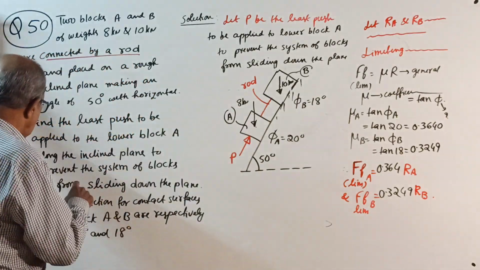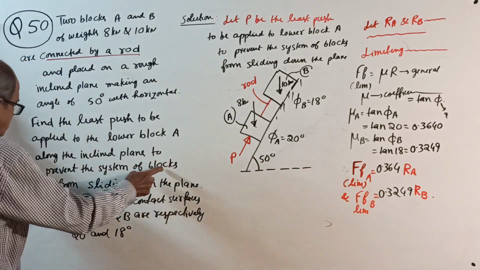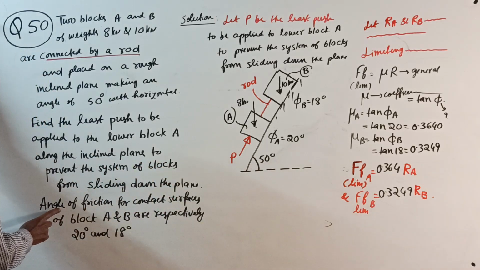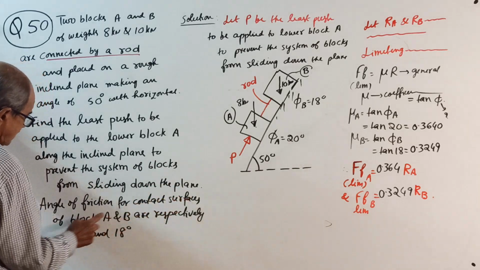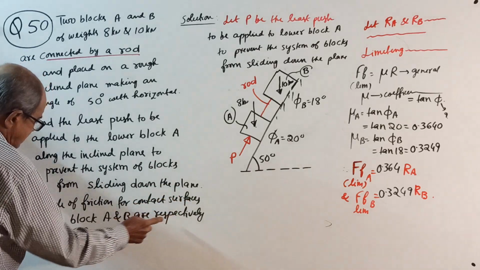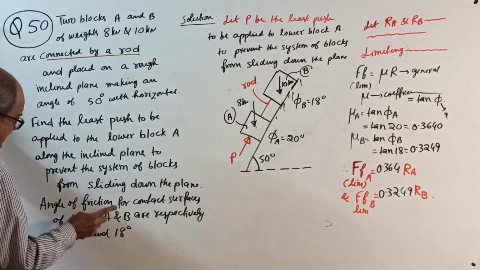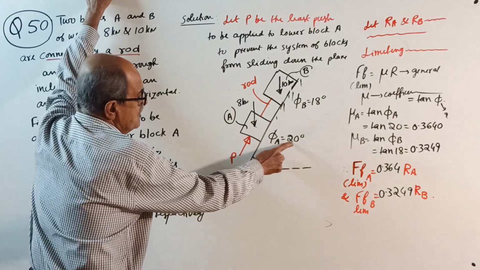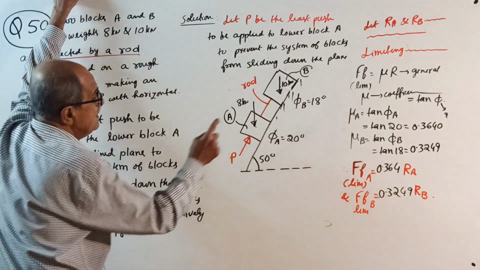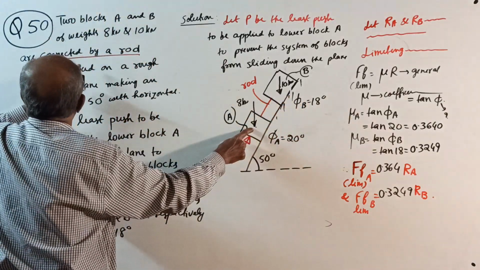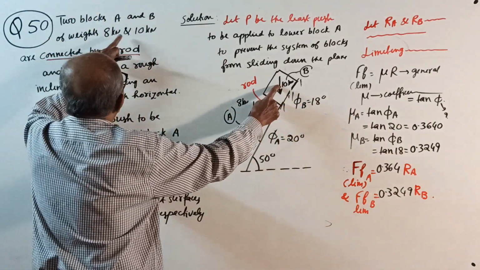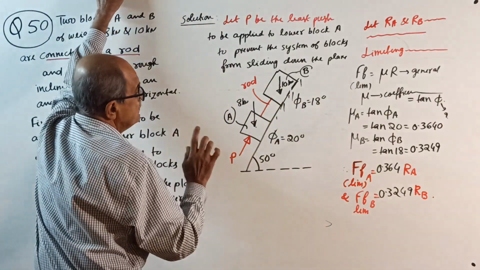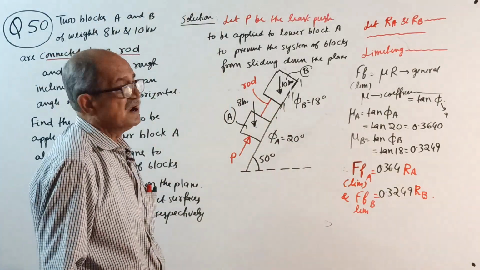Okay, now, to prevent the system of blocks from sliding down the plane, now they told the angle of friction for contact surfaces of A and B are respectively 20 degree, 18 degrees. For block A, angle of friction phi is 20 degrees. For block B, it is 18 degrees. A weight is 8 kilonewton, B weight is 10 kilonewton. This is 50 degrees. Okay, now, solution.